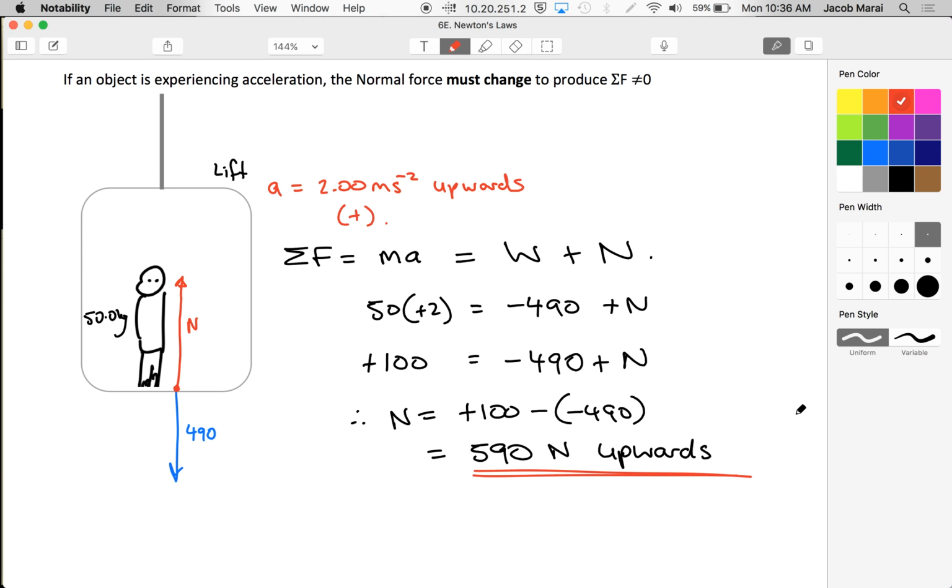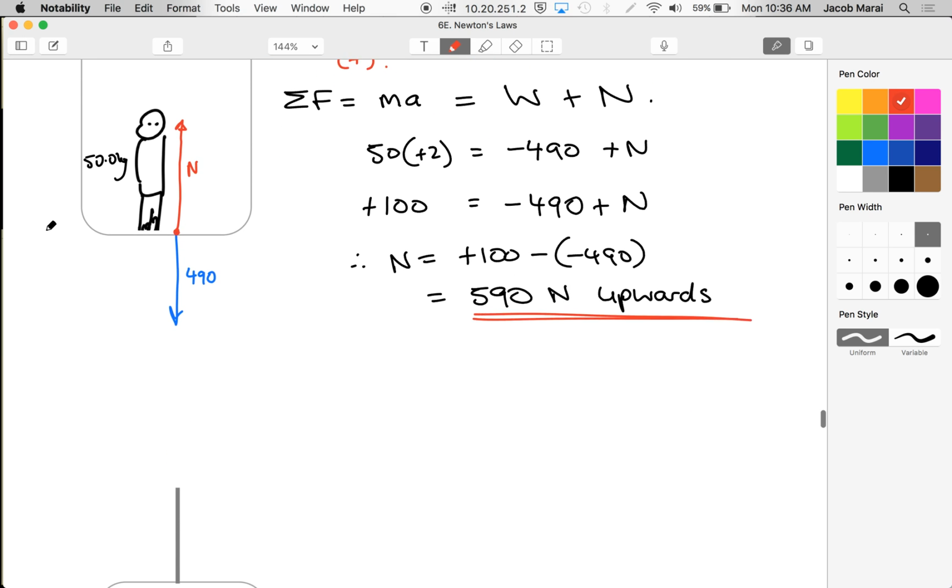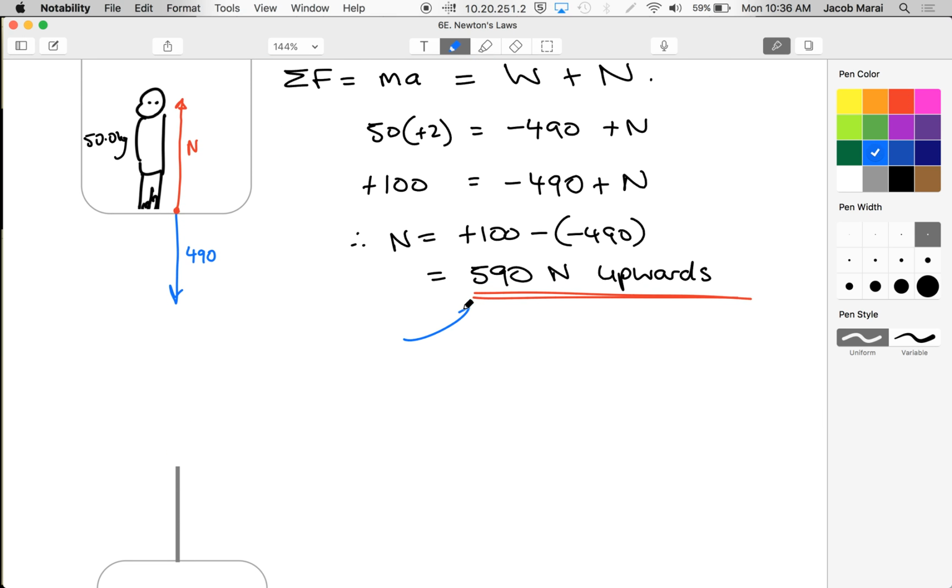Well, we don't care. If I gave you the mass of the elevator, you could find the tension in the cable. But for now, we're just zooming in on this bloke. Okay, we don't care. The lift could be 5,000 kilograms. We don't know.